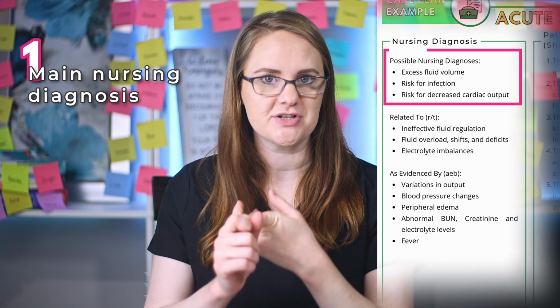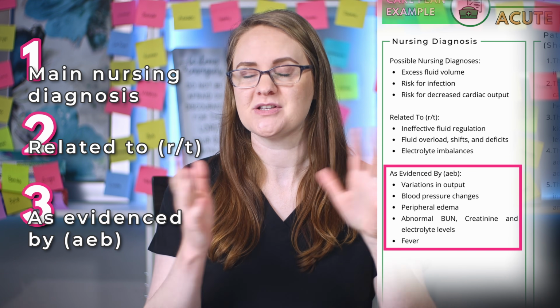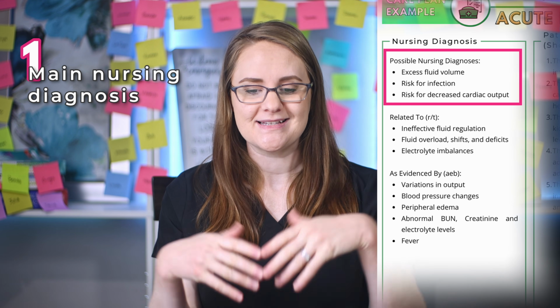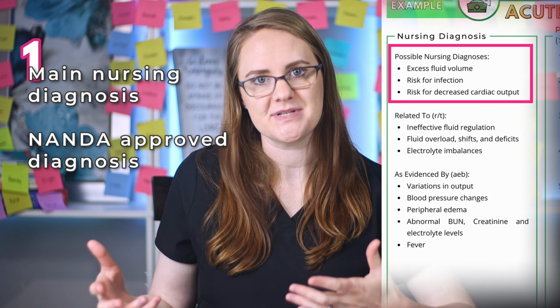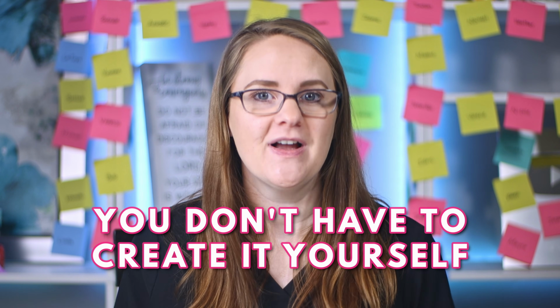Before we start, let's quickly review the three major parts to a nursing diagnosis. You have the actual nursing diagnosis, the related to factor, and the as evidenced by portion. This is really important. The first part is the nursing diagnosis. This is a NANDA approved diagnosis. It is standardized, my friend. You don't have to create it yourself. They are already created for you. You just pull it from a list. We'll talk more about that in a minute.